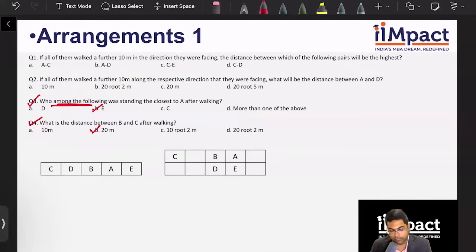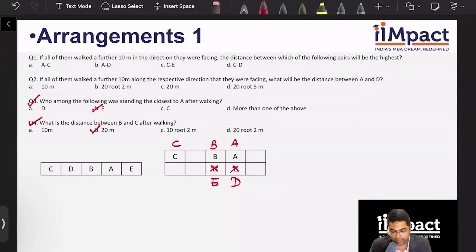Now let's see the two questions which are giving some additional information. If all of them walked a further 10 meters in the direction they were facing, okay, so C goes here, B goes here, A goes here, this becomes E, and this becomes D. I hope it's clear that E and D are still on the same line. A, B, and C have moved further away. The direction they were facing, the distance between which of the following pairs will be the highest.